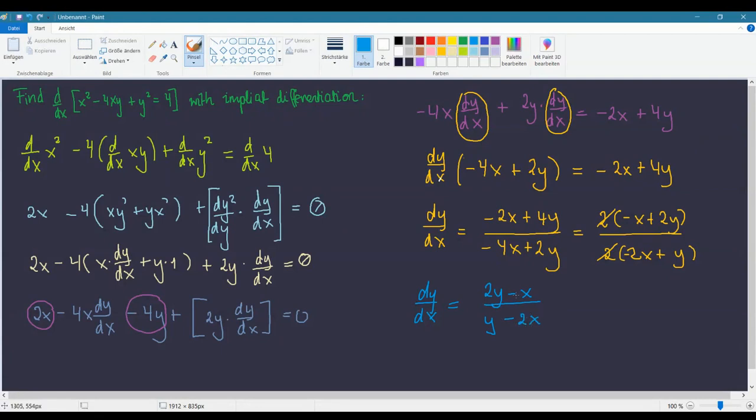If you want to, you can factor out the negative. You don't really need to, but if you want to see what that looks like, what we would basically end up with is x minus 2y over negative 2x minus y, and then we can cancel these out because minus and minus is plus, right? So this is going to be our solution.